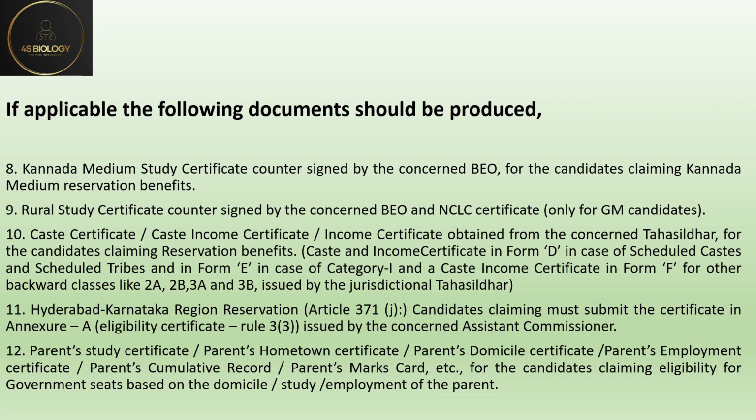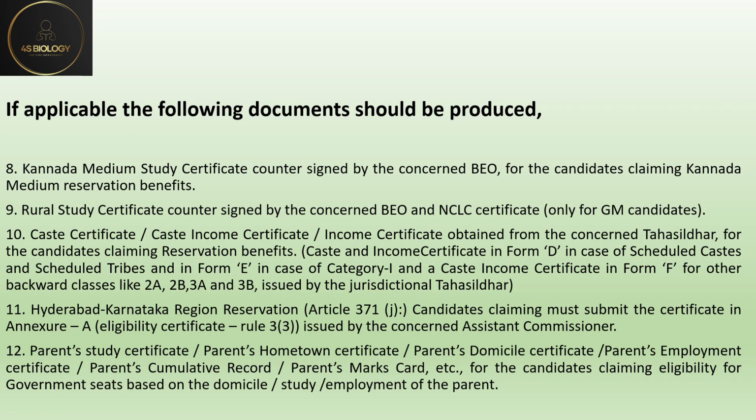The next one is the Hyderabad Karnataka region. You have to submit the certificate as in Annexure A. This is something I have taken from the previous year's information bulletin. You can go through that and also look into what details are required for the category you are claiming. You have to submit the eligibility certificate which is shown in Annexure A in the information bulletin. You can just go to the KEA website and look for it.